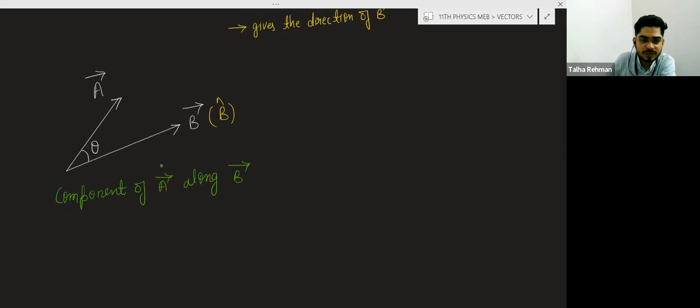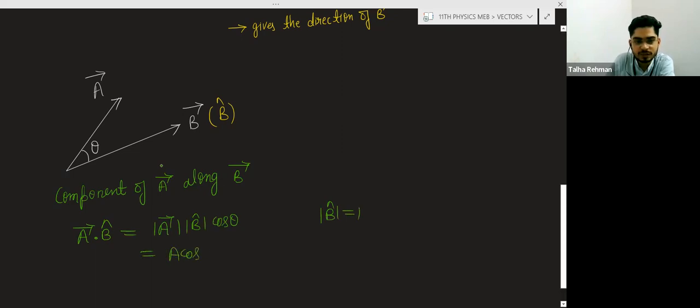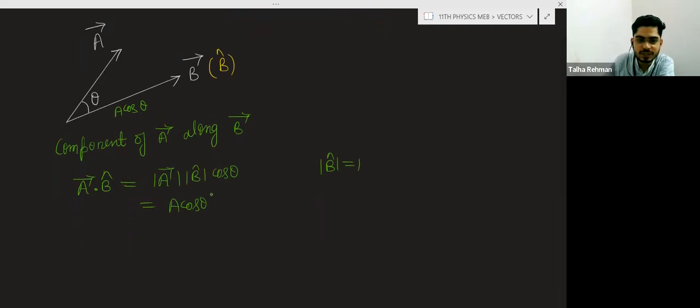What we will do, first we will write this a vector dot the unit vector in the direction of the b vector, and we will get mod a, b cap, cos theta. And what is b cap? B cap is a unit vector, so magnitude is 1. So again I will get a cos theta. A cos theta will be the component of a along b. This a cos theta is the magnitude of the component of a along b.